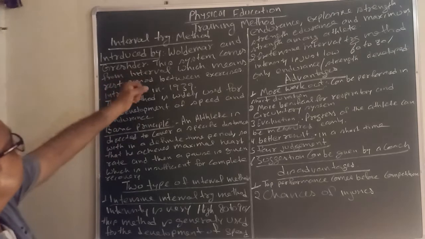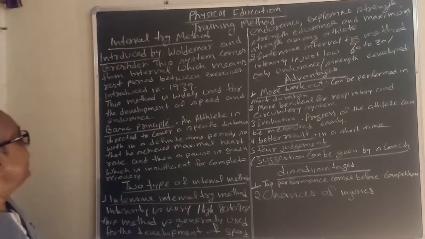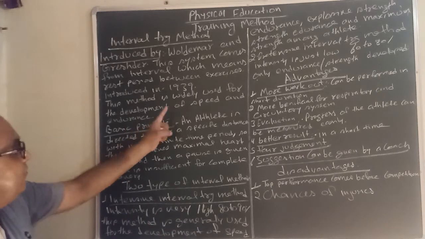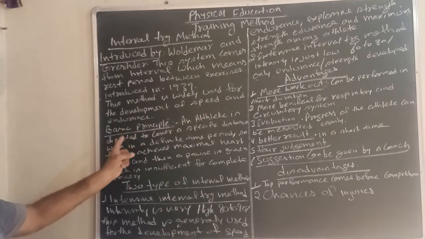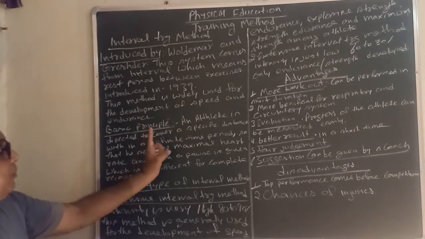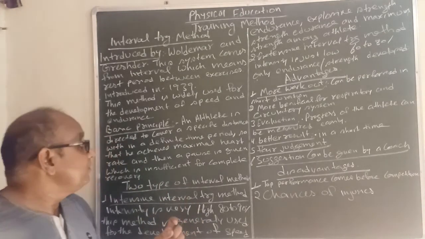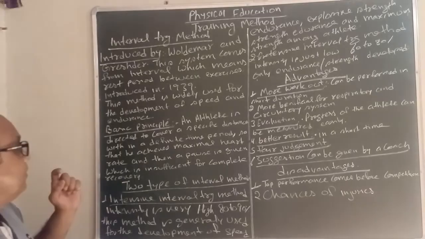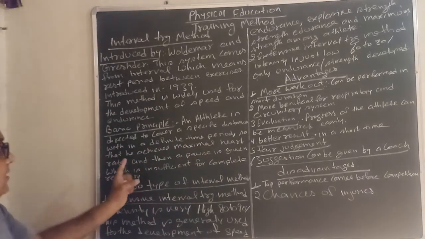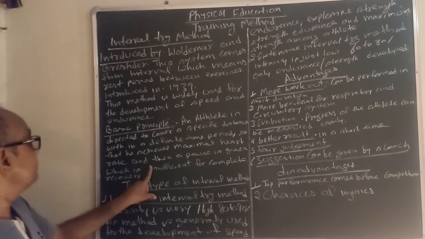Waldemar and Gerschler introduced this method in 1939, and it is widely used for development of speed and endurance. This method is especially for speed and endurance. And basic principle of this method is an athlete is directed to cover a specific distance within a definite time period, so that he achieves maximal heart rate, and then a pause is given which is insufficient for complete recovery.